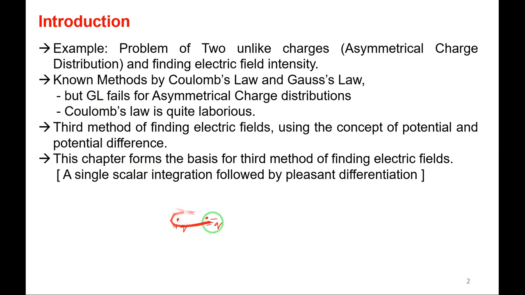Okay, I have two unlike charges, and I will consider these as the source points. I will consider a field point somewhere here, and I want to find out the electric field intensity at this field point due to these two unlike charges. By Coulomb's law we can do it, but that is quite laborious.